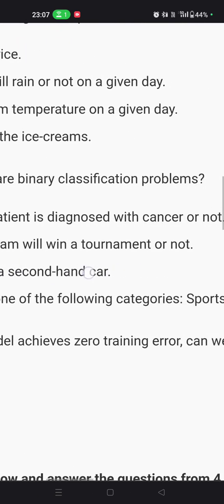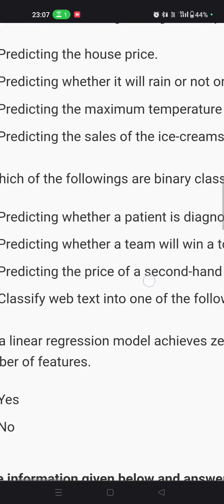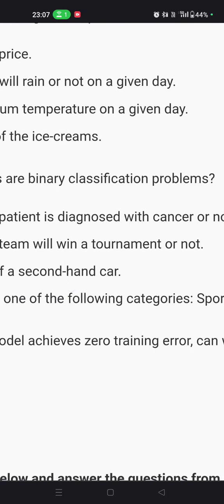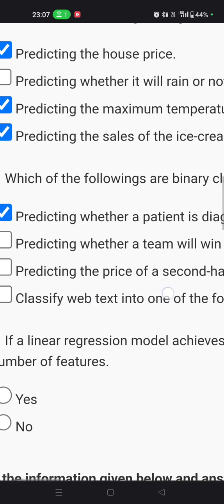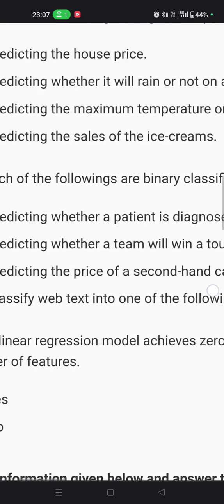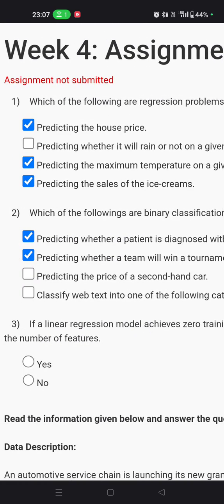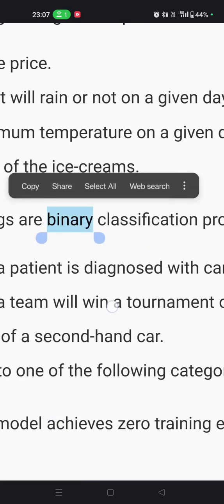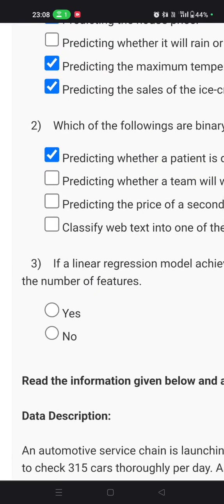Which of the following are binary classification problems? Already we told: predicting whether a patient is diagnosed with cancer or not. Because binary means yes or no, two values, cancer or not. Predicting whether a team is in the tournament or not, this will be. But questions 2 and 3 are not possible. Predicting the price of a second hand car is not possible, because he is asking for binary classification. So question number 2 is this and this.